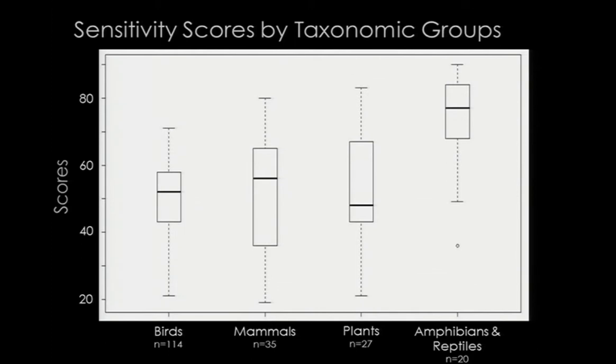So the black heavy bar in the middle of the box is the median score for all the species within that taxonomic group. And then the whiskers are the range of sensitivity scores. Birds, interestingly, we had the most number of species in the birds taxonomic group, but it also had the smallest range of scores, which we thought was pretty interesting.